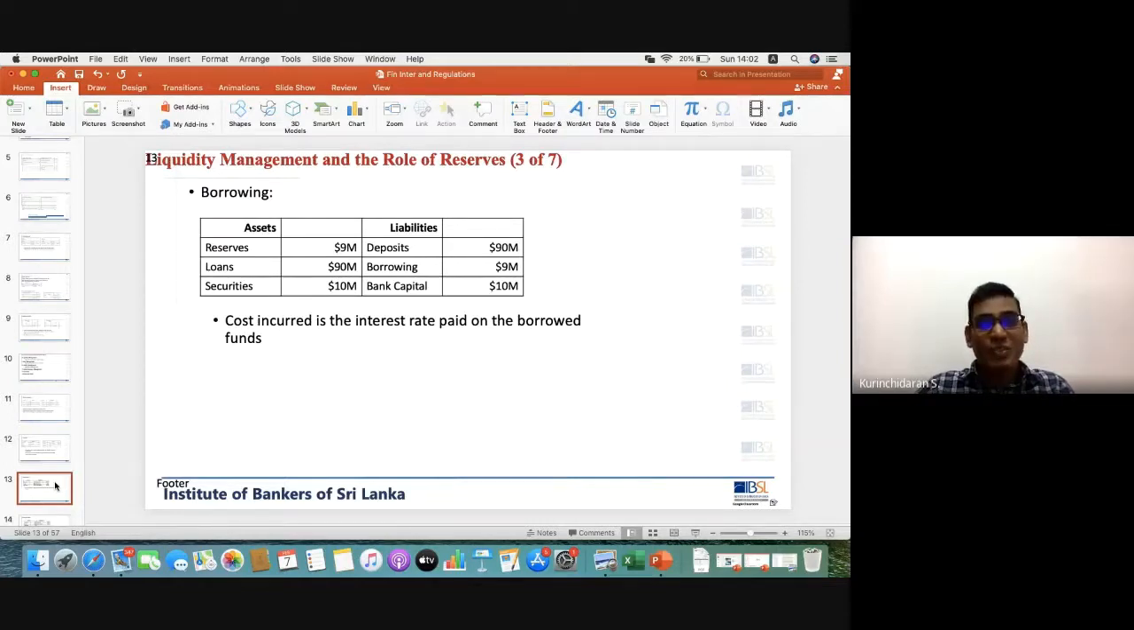So this is liquidity management. If you don't manage your reserves or liquidity properly, you will be paying more, right? Your cost would be much higher, right?